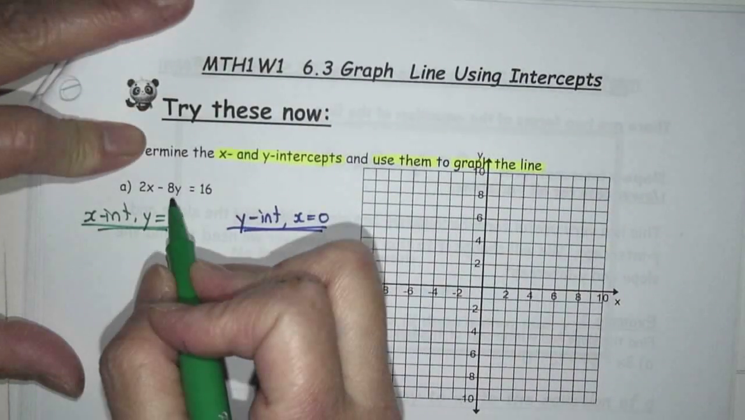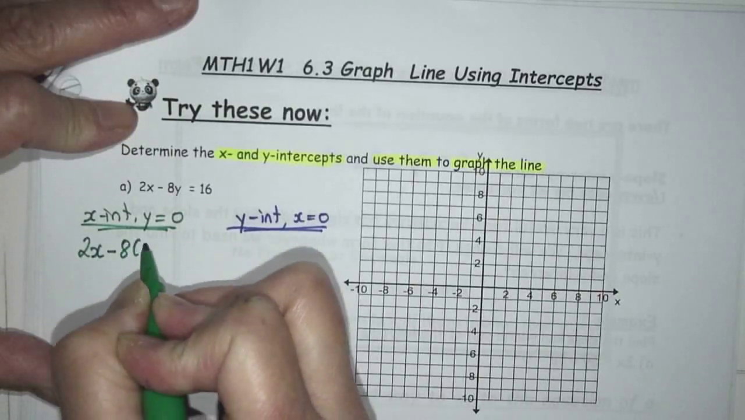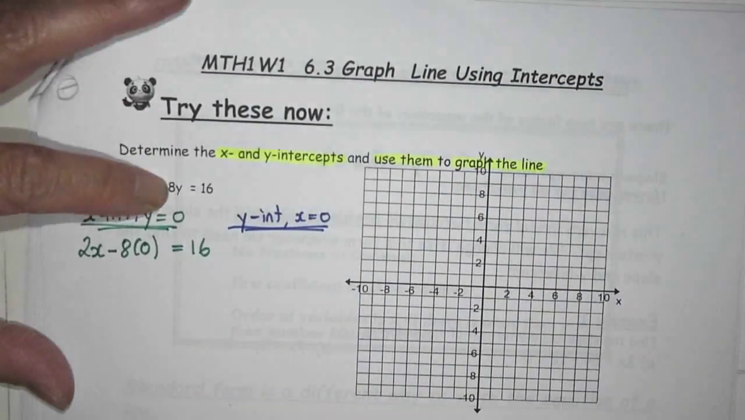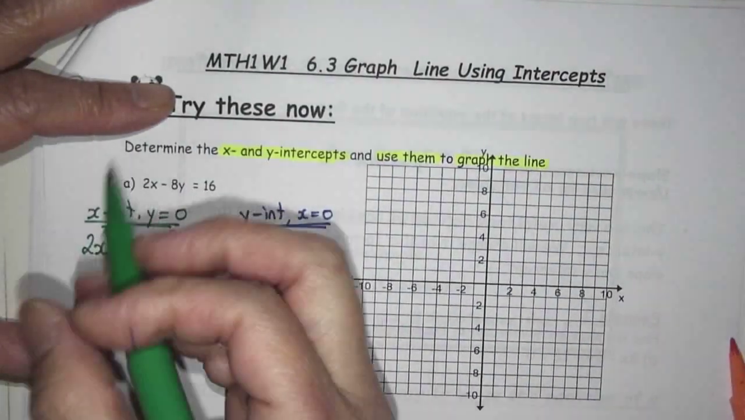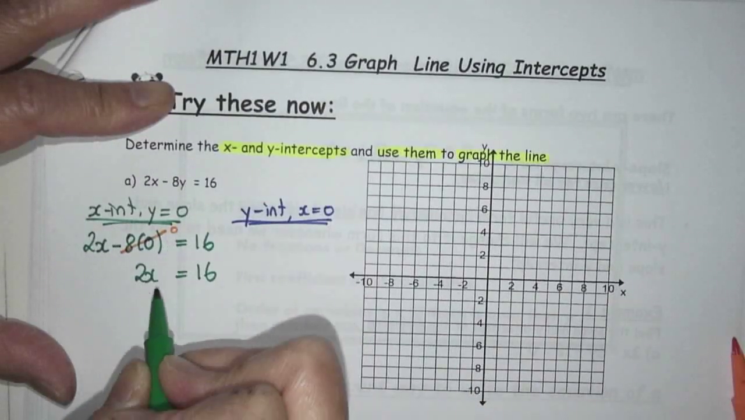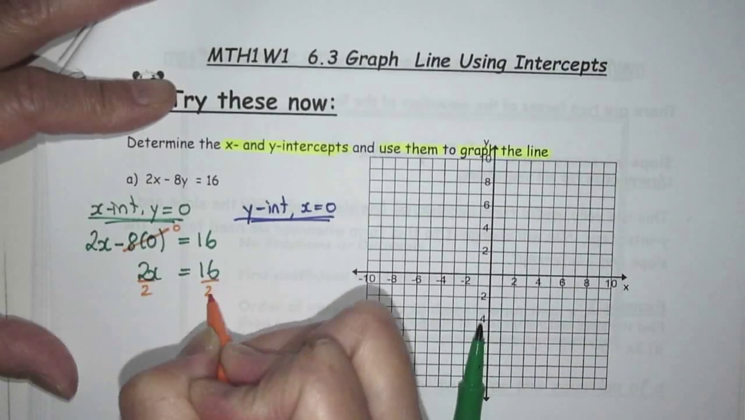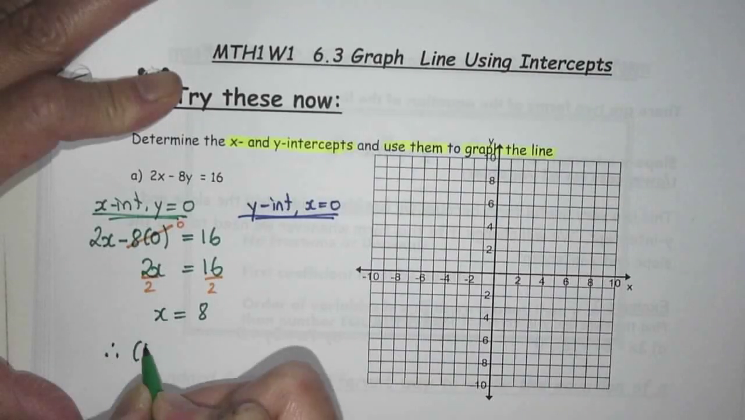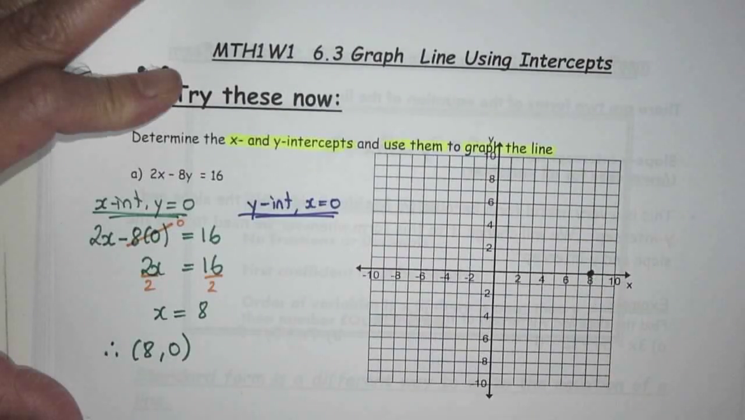So for my x-intercept, wherever y is, I'm going to put in 0. So it'll be 2x minus 8 times 0 equals 16. So wherever I see the y, I subbed in 0. And 8 times 0 is just 0, so that'll be gone. Write down what's left over, so you should have 2x equals 16. You don't have to show the cross out, but I want to see the next line. Then you're going to divide both sides by 2, and then you're going to get x equals 8. I usually go there for 8, 0. I plot it, 8, 0, which is right here.